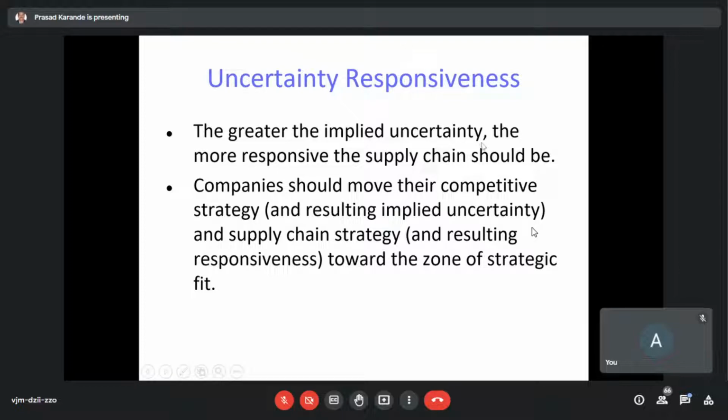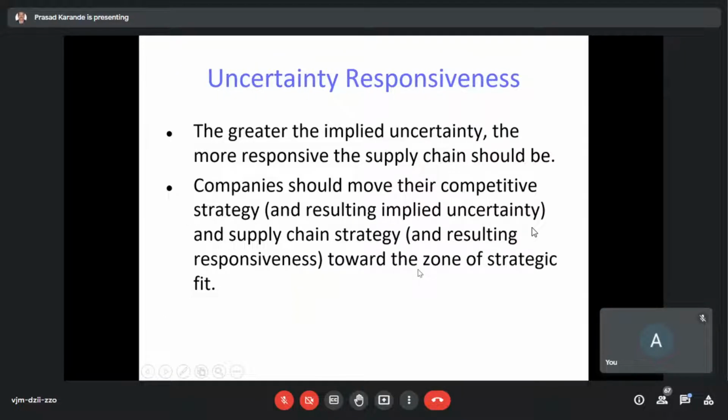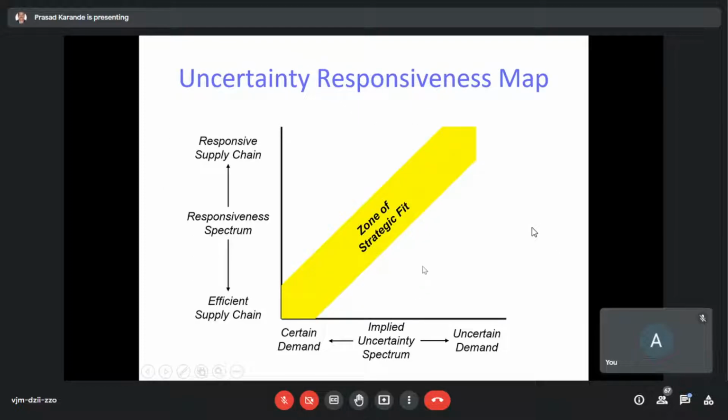Now this is the uncertainty responsiveness. The greater the implied uncertainty, the more responsive the supply chain should be. That is what I wanted to explain here, that your requirement of responsiveness will be causing the implied demand uncertainty. Companies should move their competitive strategy and resulting implied uncertainty and supply chain strategy towards the zone of strategic fit. So what should we do?